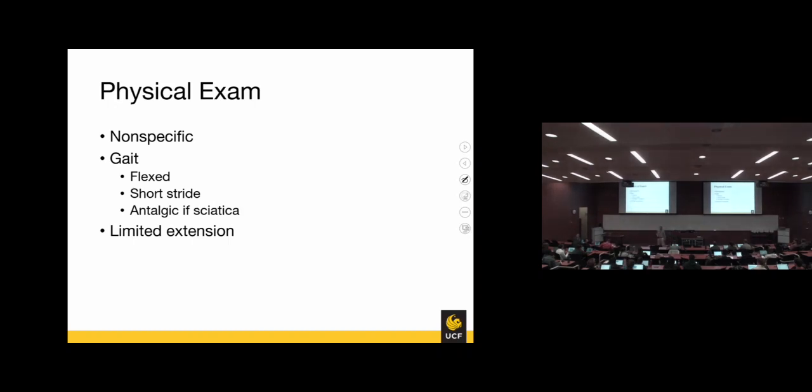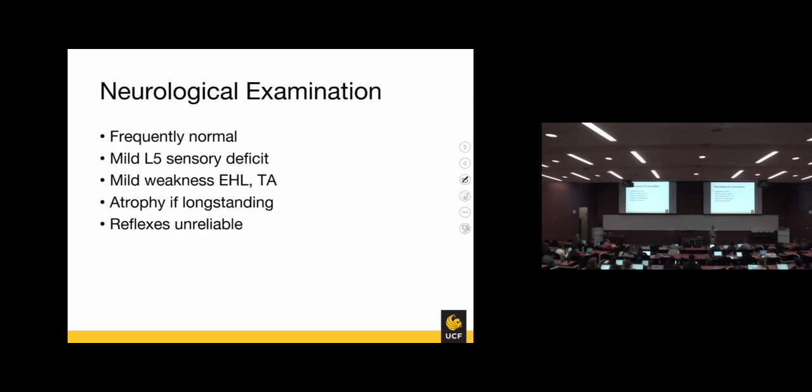Physical exam for stenosis is generally nonspecific. As I mentioned before, they may have a flexed gait, they may have a shortened stride, and if there's a sciatica component, then they're going to limp on that side. Okay? They're not going to like extension. And the neurologic examination is more often than not normal.